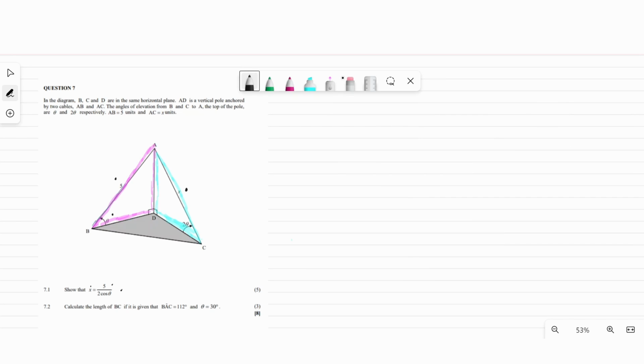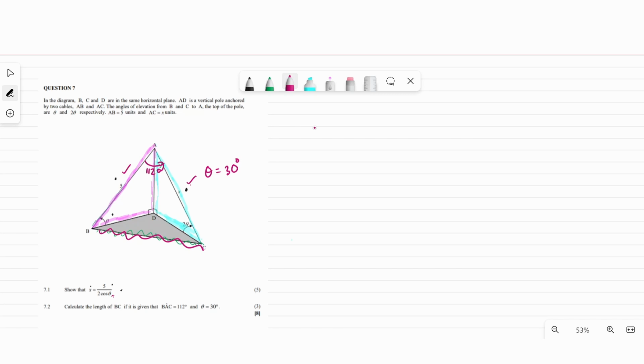Then the second part: they say calculate the length BC, which is this one here in green. They tell us that this angle here is equal to 112 degrees, and we want this. And they tell you that theta is equal to 30 degrees. Since we are given this side and this side, I can solve it because we have the angle theta here. The only thing I need to find x is the angle.